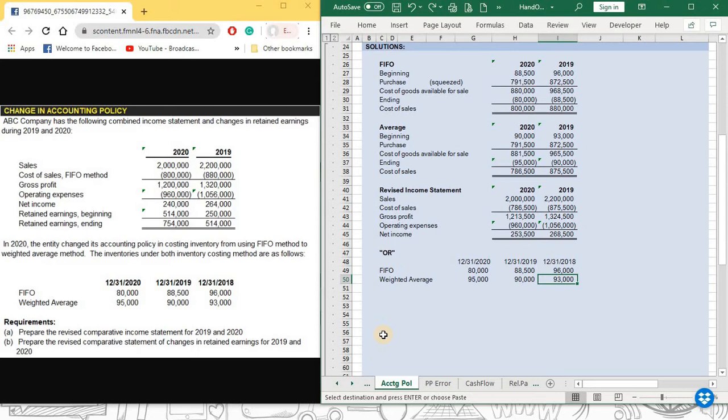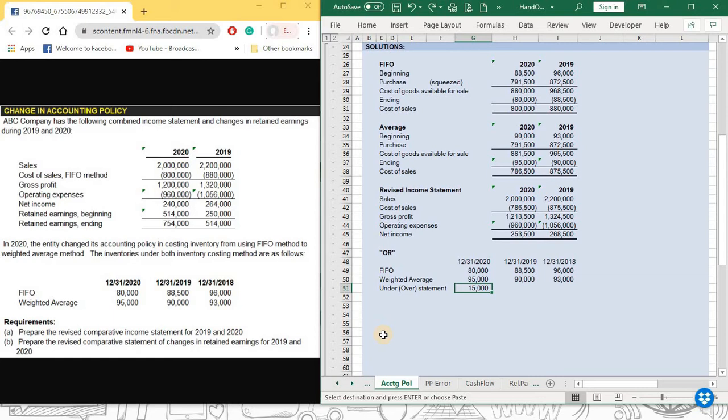So let us now start the analysis. So this is by determining the overstatement and the understatement in the ending inventory. So let us start with 2020. So since the entity uses currently the FIFO method, it means the net income of the entity used the 80,000 pesos ending inventory in the computation of cost of goods sold, which is lower or understated compared to the 95,000 ending inventory under weighted average. So which means that the 80,000 pesos is understated by 15,000 pesos.